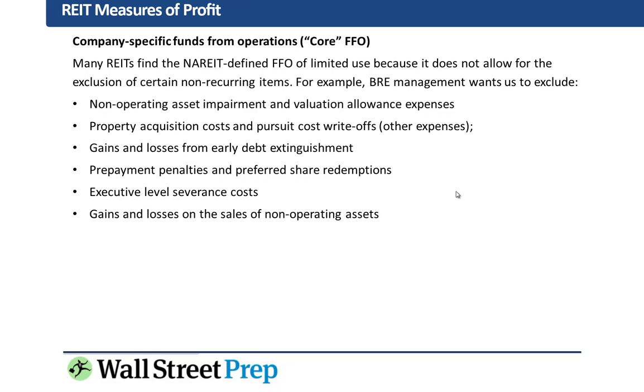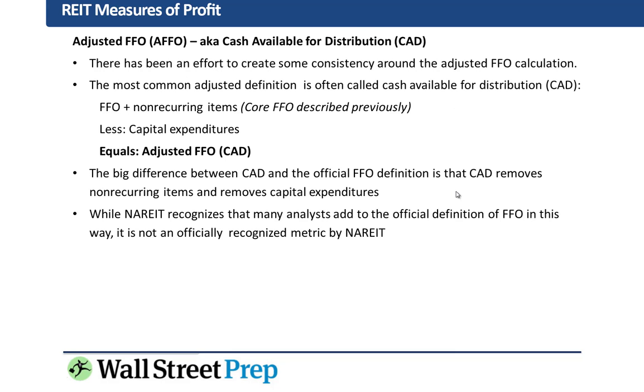All of these arguably are non-recurring or unusual items that should not be integrated into the core funds from operation calculation. At least that's the argument that many management teams make. And as a result, you see that there are often second disclosures, adjusted funds from operations disclosures, that take the initial point as Nareit's definition of FFO, but then make all these adjustments, and these are the main ones that we've laid out here.